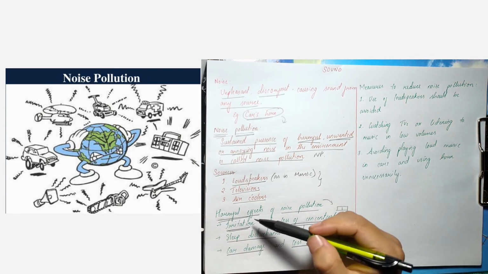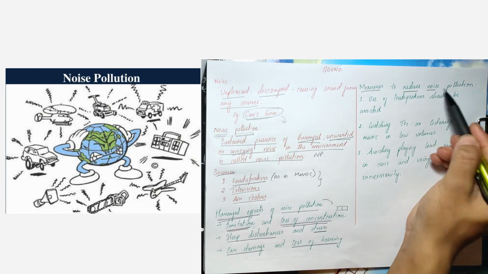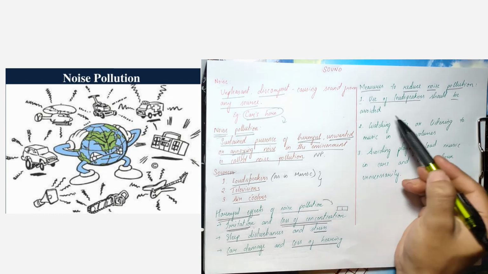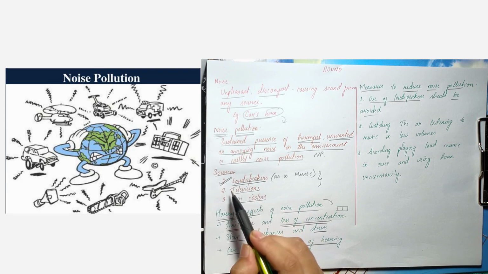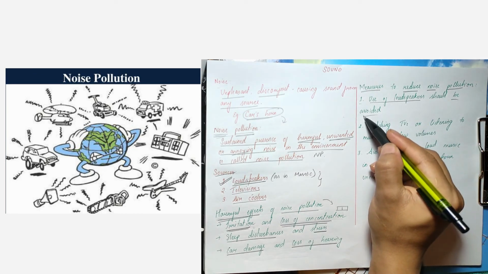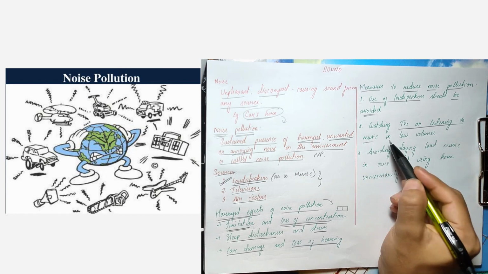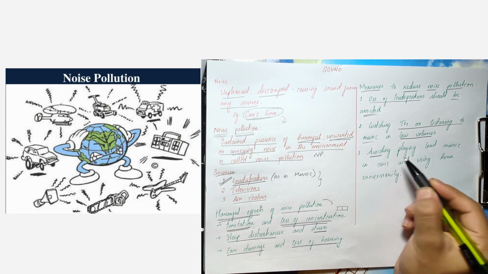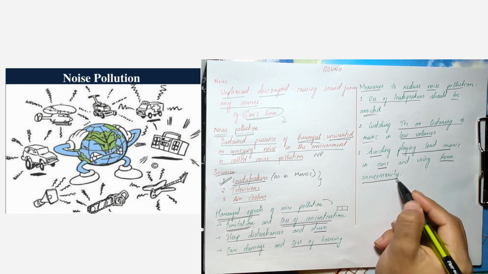Since we know that there are so many harmful effects of noise pollution, let us discuss the measures to reduce noise pollution. Number one is use of loudspeakers should be avoided. We know that loudspeakers are a source of noise pollution and can cause irritation and sleep disturbances, so we should minimize it or avoid it completely. Televisions or listening to music can be done at lower volumes. And we should avoid playing loud music in cars and using horns unnecessarily.